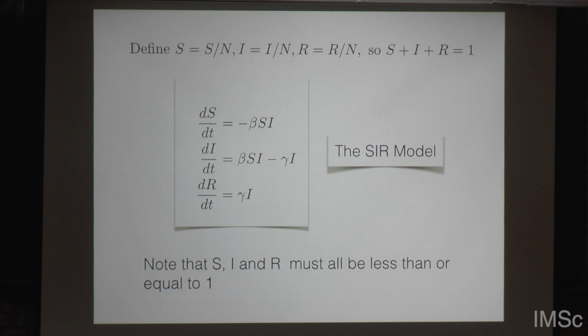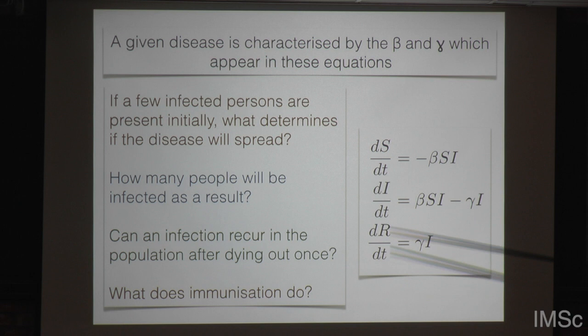So a given disease is characterized by the beta and gamma which appear in these particular equations. So now the question behind, is there an epidemic or not, can be reduced to the following question. If there are a few persons who are present initially and who are infected, what determines if the disease will spread? And then I can ask, how many people will be infected as a result of the disease spreading? Can the infection recur in the population after dying out once? Can it come back at any point? And what does immunization do? And these are questions that I intend to query the system of equations with.